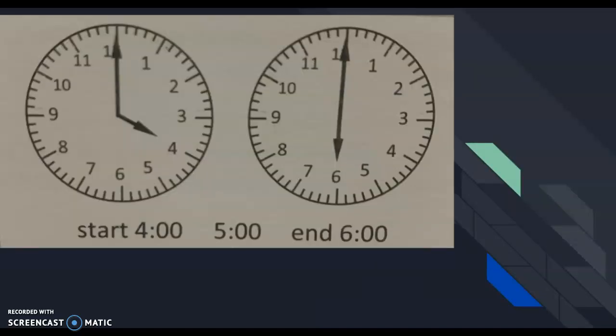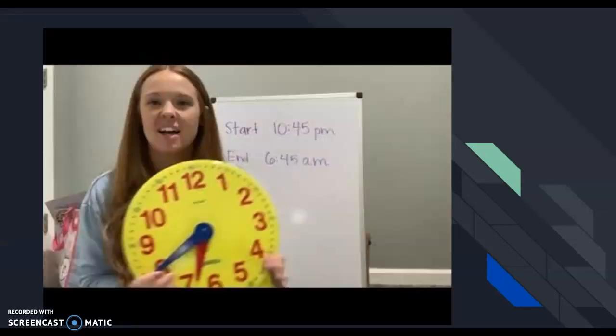Now, what about these clocks? The start time is 4 o'clock. The end time is 6 o'clock. Well, there's just one number between them, so is just 1 hour in between? No. From 4 o'clock to 5 o'clock is 1 hour, and from 5 o'clock to 6 o'clock is another hour, making the time between 4 and 6 2 hours.